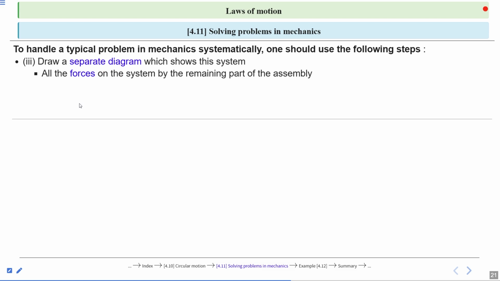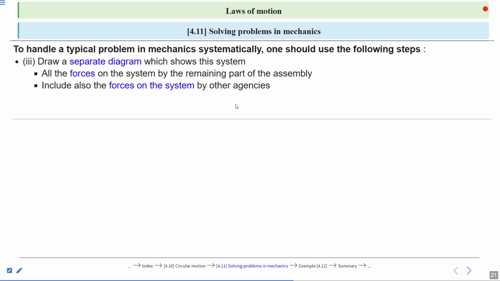So all the forces on the system by the remaining part of the assembly, and include also the forces on the system by the other agencies, like we already learned the components of the normal reaction, that is n sin theta and n cos theta.